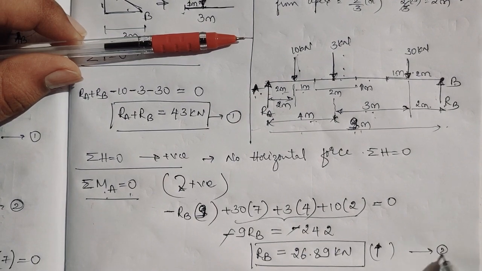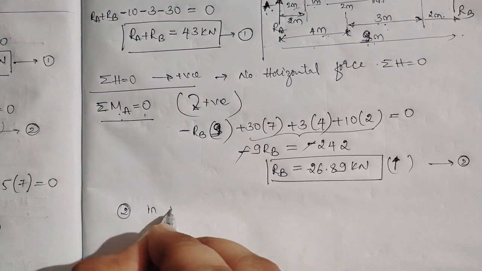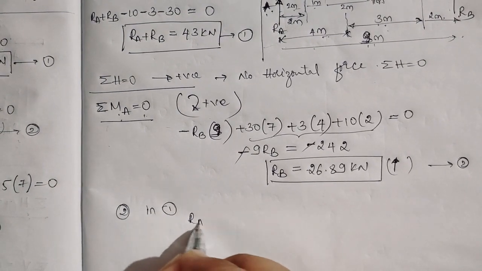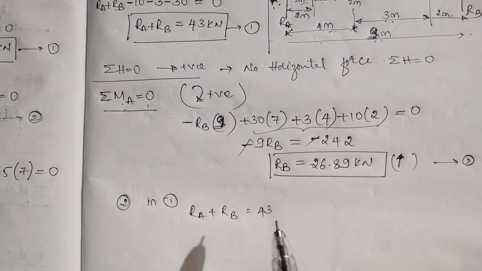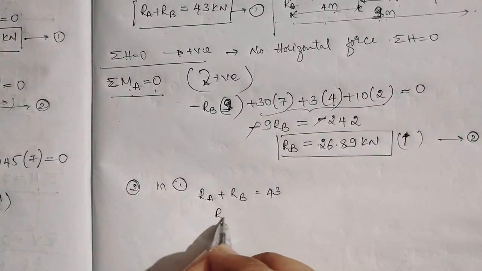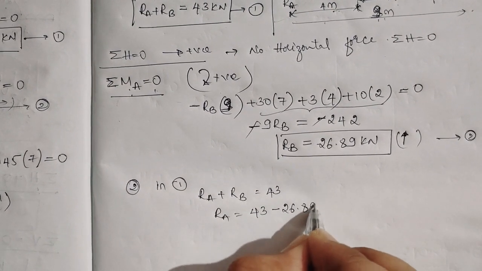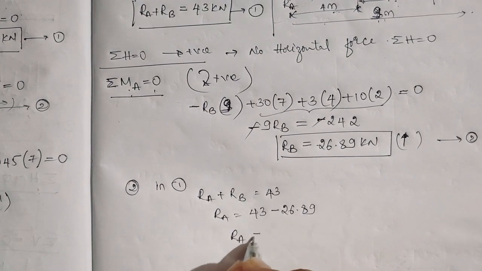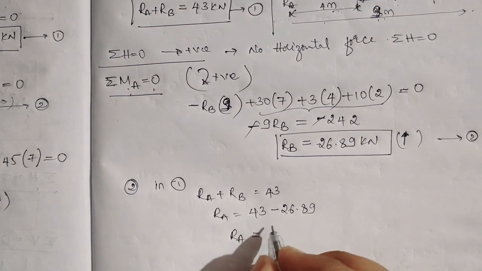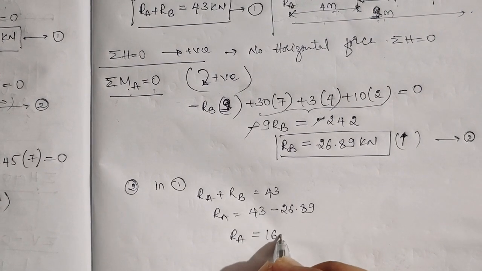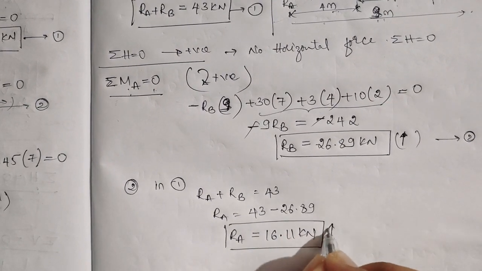So take equation number 2. Now equation 2 in equation number 1. So RA plus RB is equal to 43. So RA is equal to 43 minus 26.89. So RA will give us 43 minus 26.89, it will be 16.11 kilonewton. It is also positive.